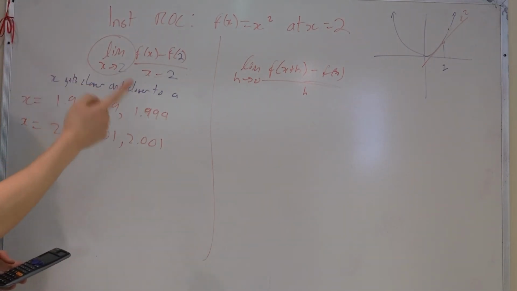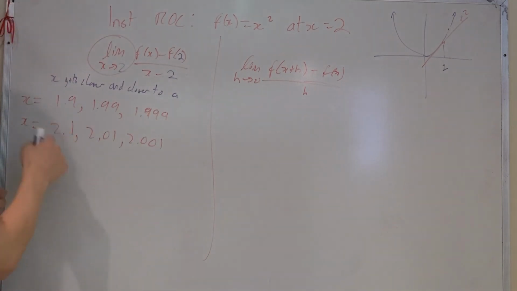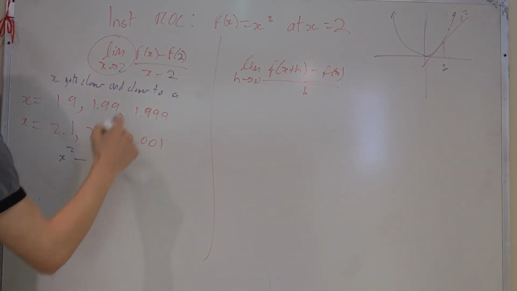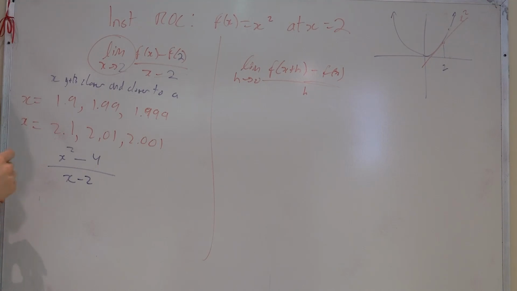So remember, f(x) is x squared, so maybe it would be better to just write that down, right? So what we're going to plug in for f(x) is x squared, minus f(2), which is just 4, all that over x minus 2. Okay? So we're going to plug in all these values here, see what happens. Now, I want you to go ahead and do it, but before you do that, realize that there's something really, really clever that you can do.